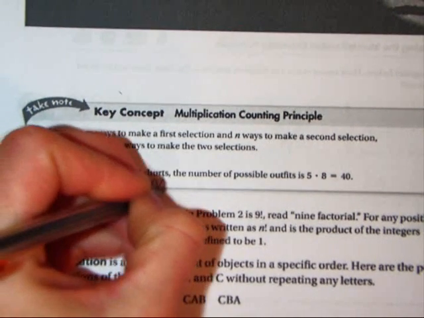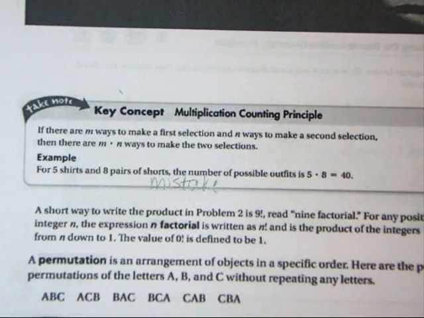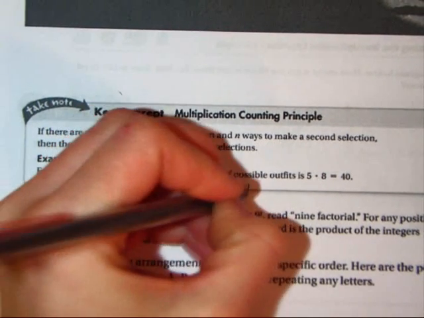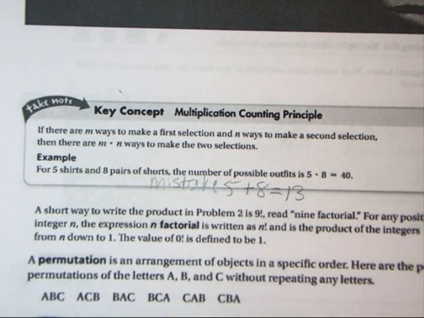What do you think students might do sometimes as a mistake if you have this question on a test? A lot of times people will do 5 plus 8 is 13, and they'll say, oh, you have 13 things that you can wear. No, you don't have 13 outfits. For every single shirt, you have 8 choices. So you do 5 times 8.